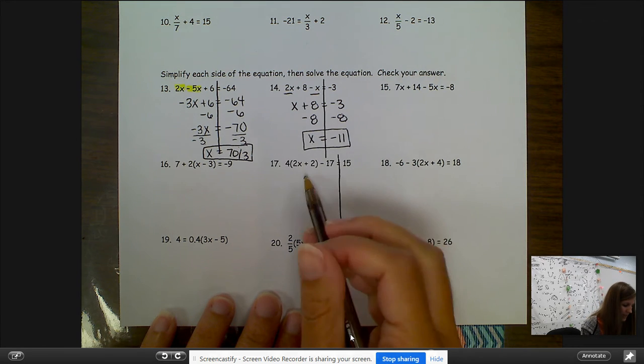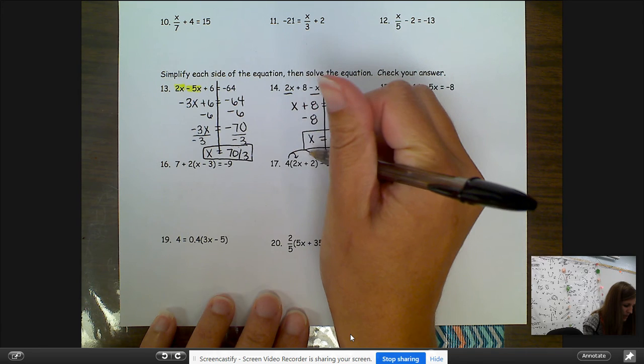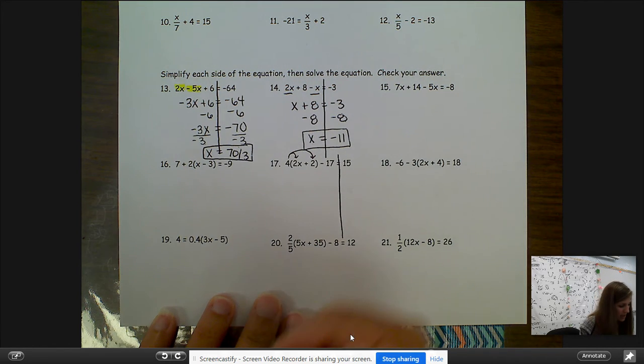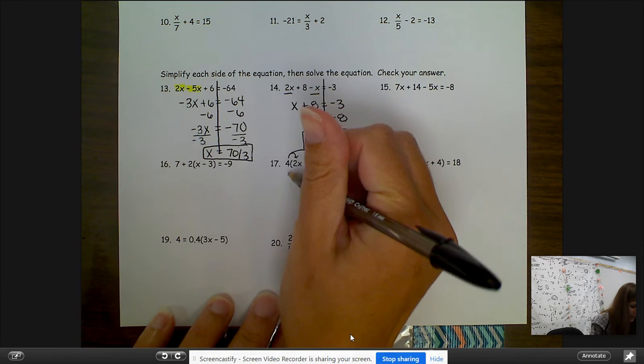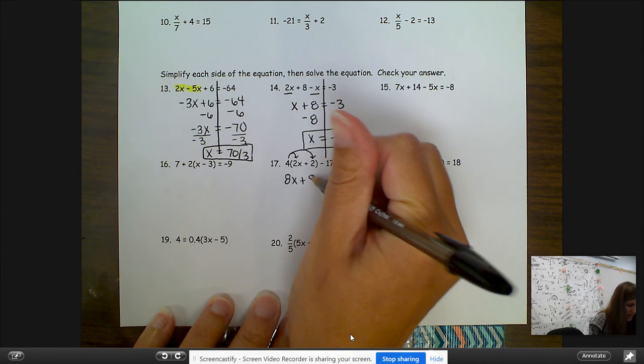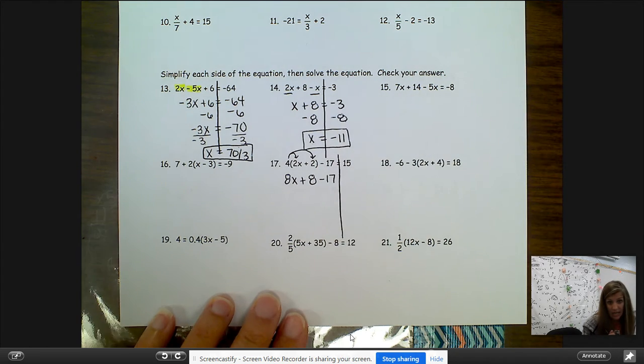Over here, I notice that I have parentheses, so I should distribute. Doing the distributive property means that I will now have 4 times 2, so 8x, plus 4 times 2 is 8. And I bring down my minus 17. I don't keep distributing because the parentheses ended there.